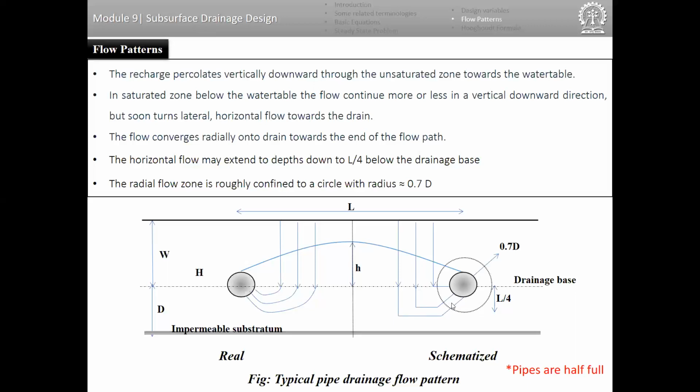And the radial flow, from this point to this point, the flow converges towards the drain. So this is actually a radial flow zone, which is approximately confined in a circle of 0.7 d. The d is your depth of impermeable stratum from the drainage base. So 0.7 times d is the radius of this convergence or radial zone.